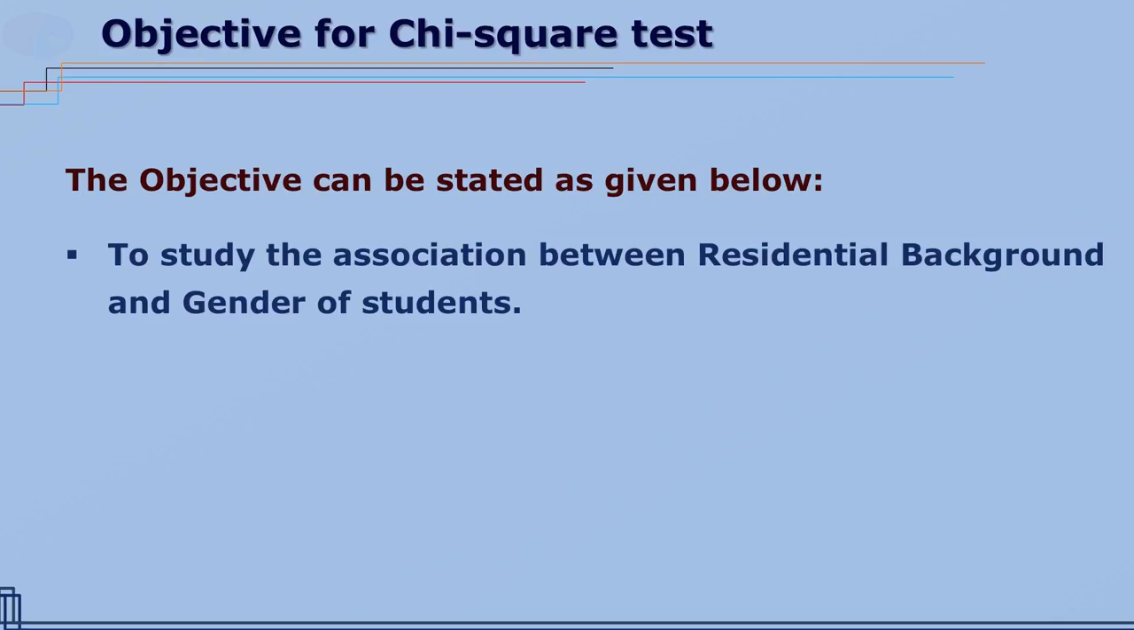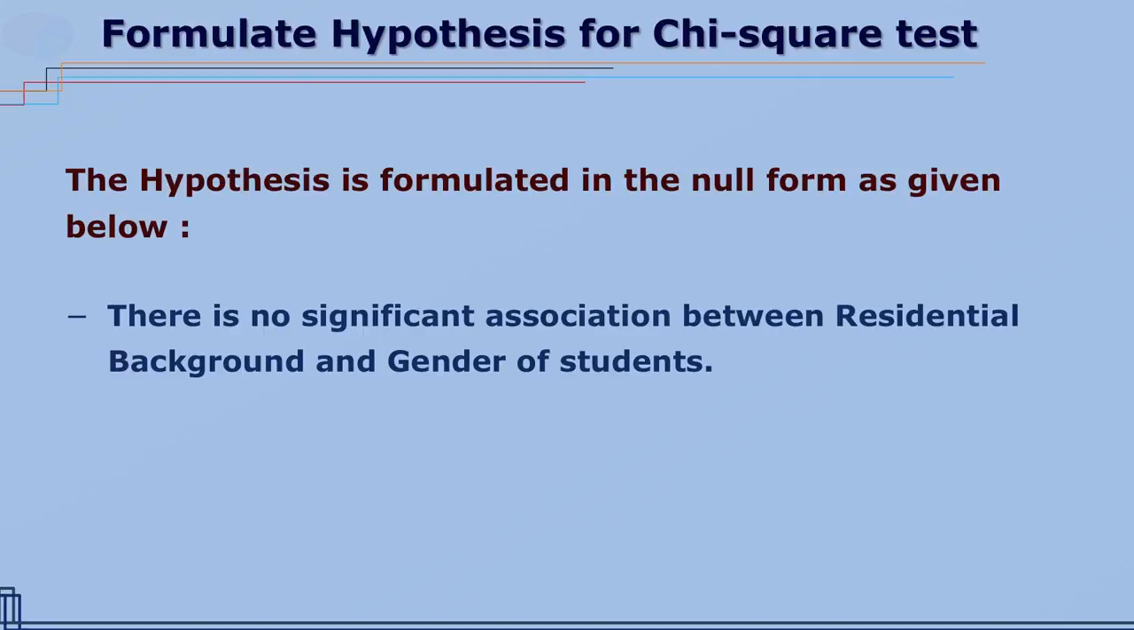Let us take another objective: to study the association between residential background and gender of students. The hypothesis can be worded as given: there is no significant association between residential background and gender of students. The statistical analysis can be done by using chi-square. For analysis, one may use SPSS. The outputs of SPSS are given in tables 5 and 6.